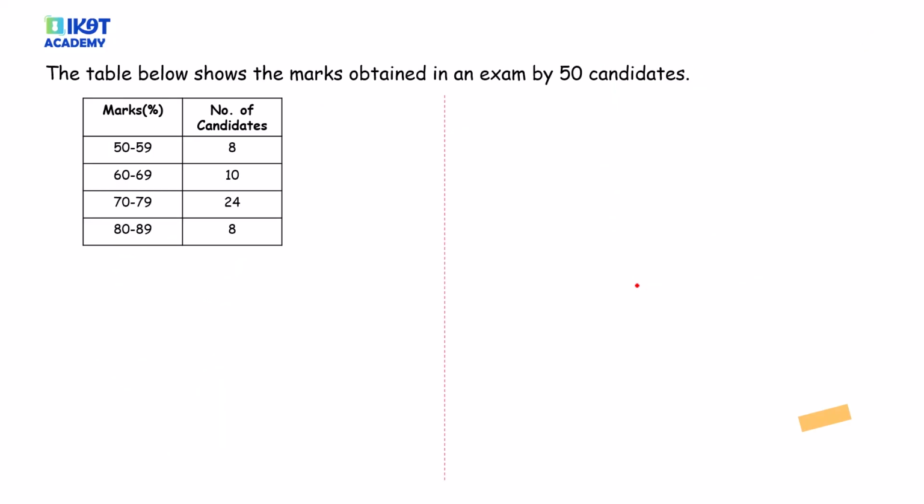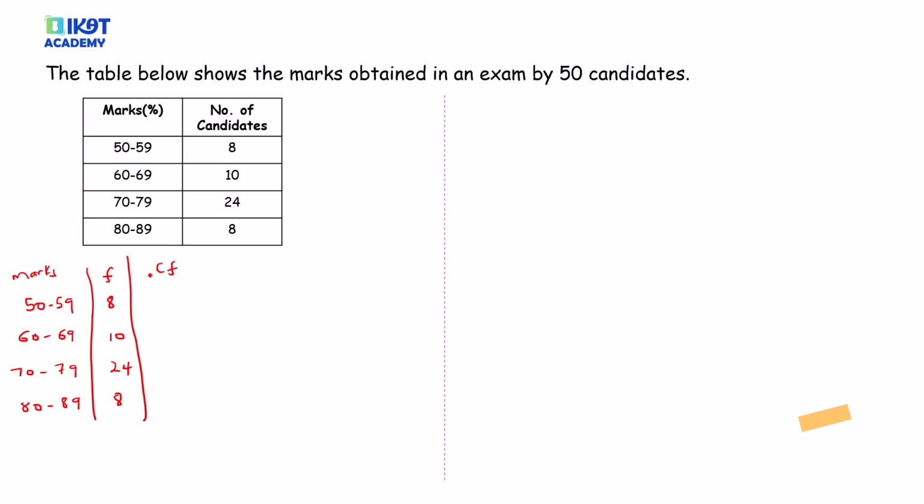Now here we have an example. It's the same example we've been using, so we can do it real fast. We have the classes 50 to 59, then 60 to 69, then 70 to 79, then 80 to 89, and the frequencies 8, 10, 24, 8. So we have to add a column for the cumulative frequency. This would be 8, 18, 42, 50. Then we set the class boundaries.